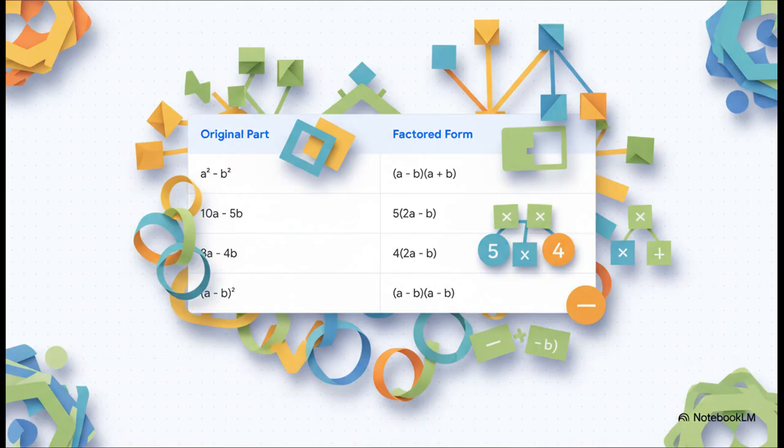Okay, now it's time to bring out our big gun, factorization. We're going to break down every single piece of this problem into its simplest factors. That a squared minus b squared, hey, that's that special difference of squares pattern we saw earlier. For 10a minus 5b, we can just pull out a 5. We do the same thing for 8a minus 4b, we pull out a 4. And that a minus b squared, well, that's just a minus b times itself.